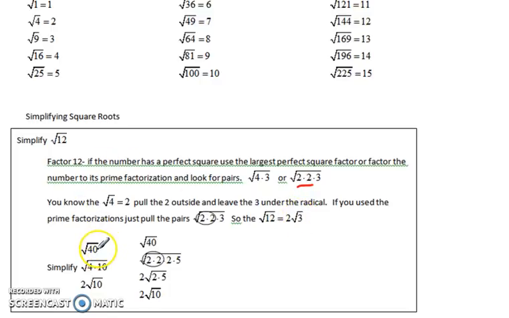So in this example, we have the square root of 40. Again, the largest perfect square being 4, and the square root of 4 is 2. And we're left with the square root of 10. If we did the factorization, you see we have a pair of 2's that we pull, and we're left with 2 times 5, which is 10.